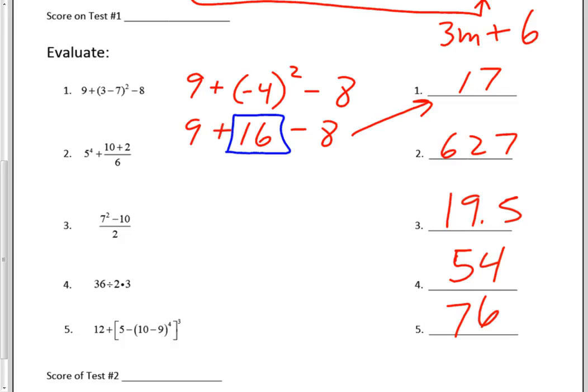Take a look up front. The most often occurring mistake was right here. If you square anything, is it going to be positive or negative? Positive. Some of you are just writing down whatever shows up on the calculator, and the calculator lies all the time. That should be a positive 16. From that, you should get 17. Here, what is 5 to the 4th? What's 5 times 5 times 5 times 5? What do I get here? 625?